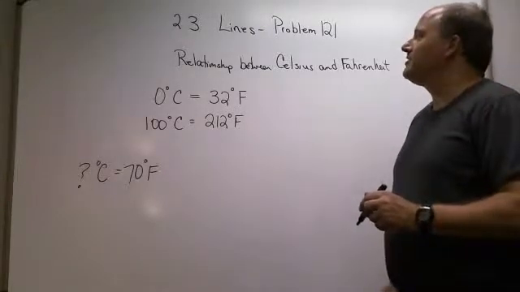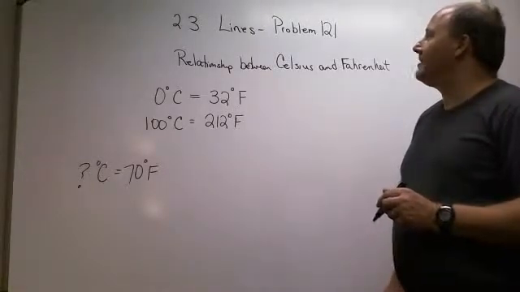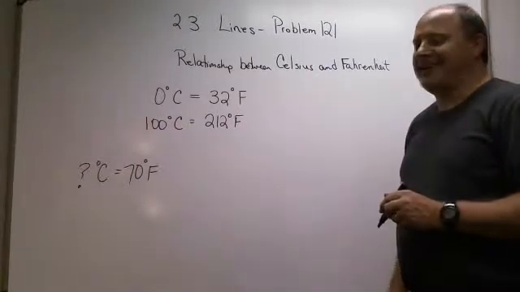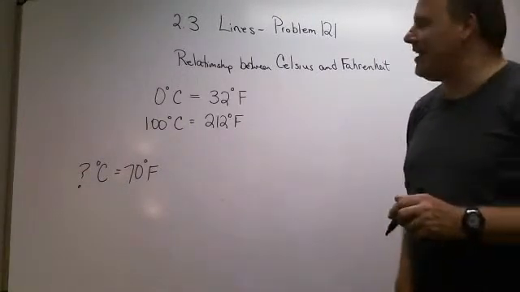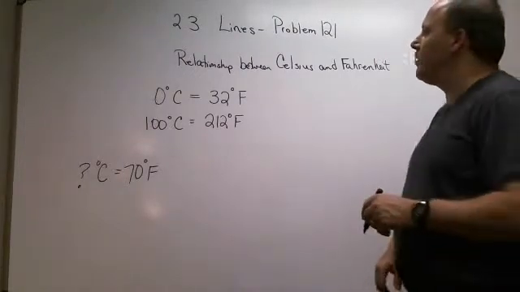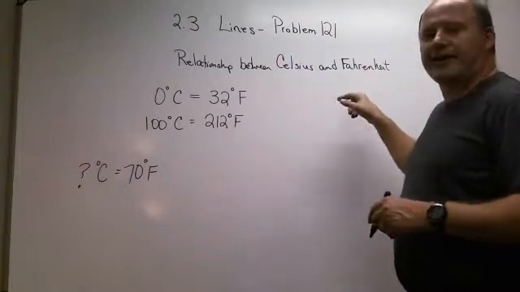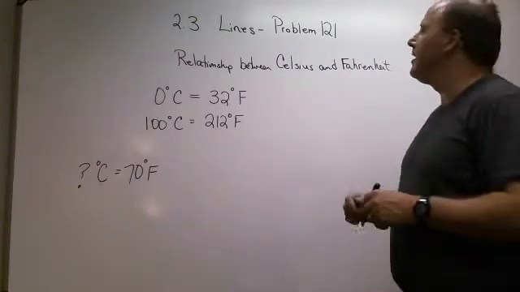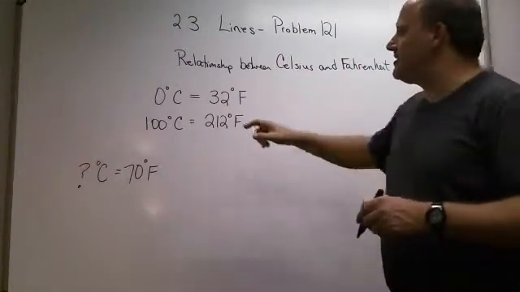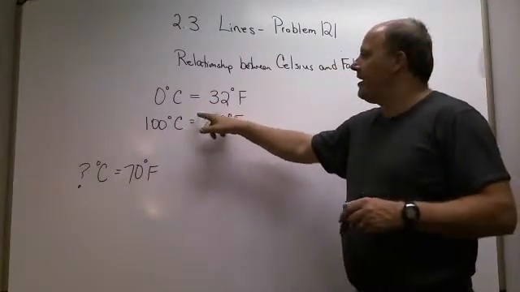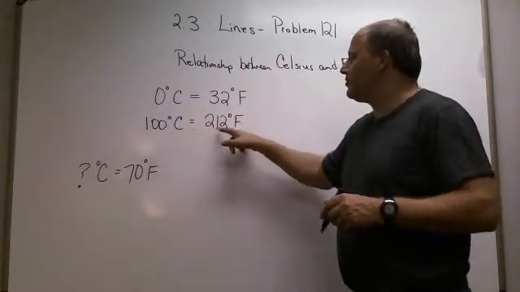Hello, we have another question on 2.3 lines, and it's problem 121. It's one of the applications, and I didn't write the whole word problem down, but I kind of got the gist of it. What they want us to do is find the relationship between the Celsius and the Fahrenheit temperature. In the problem, it stated that 0 degrees Celsius is the same thing as 32 degrees Fahrenheit, and 100 degrees Celsius is 212 degrees Fahrenheit.